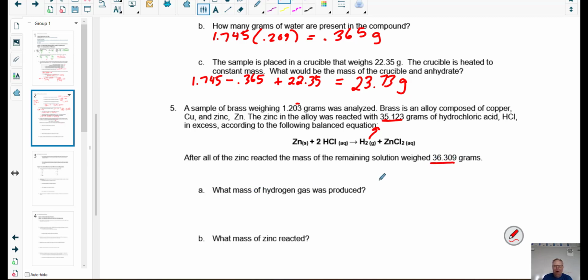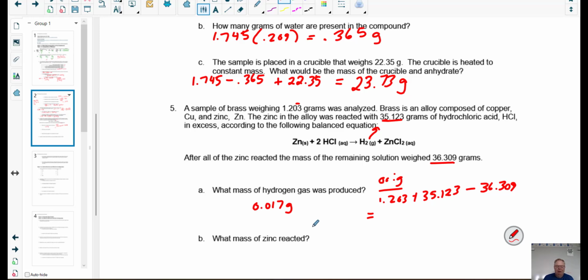Well, we know the original sample, so our original sample would have been the 1.203 plus the 35.123, and the remaining sample, 36.309, would have been lost, right? So that's what's remained. So we take our original sample minus whatever we had left, and therefore that would give us the hydrogen gas that escaped. Therefore, the mass of the hydrogen gas must have been 0.017 grams.